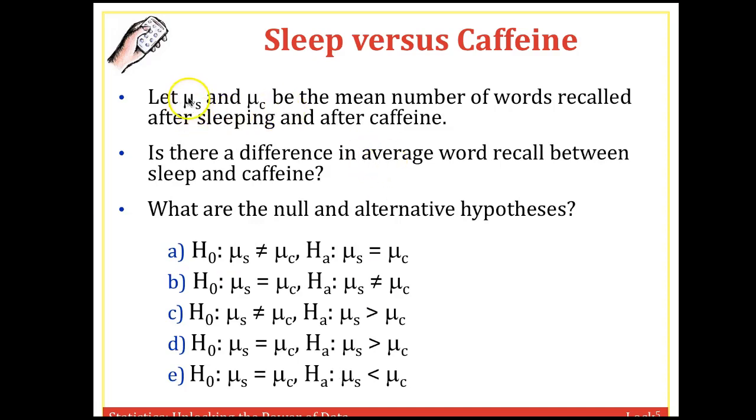So we're going to let mu sub s be the mean number of words recalled by the group that slept, and mu sub c be the mean number of words recalled by those that took a caffeine pill. Remember, we're using population notation here because the hypotheses, null and alternative, involve population parameters. And we want to know, is there a difference in average word recall between sleep and caffeine? So which of these 5 options would be the null and alternative hypothesis?